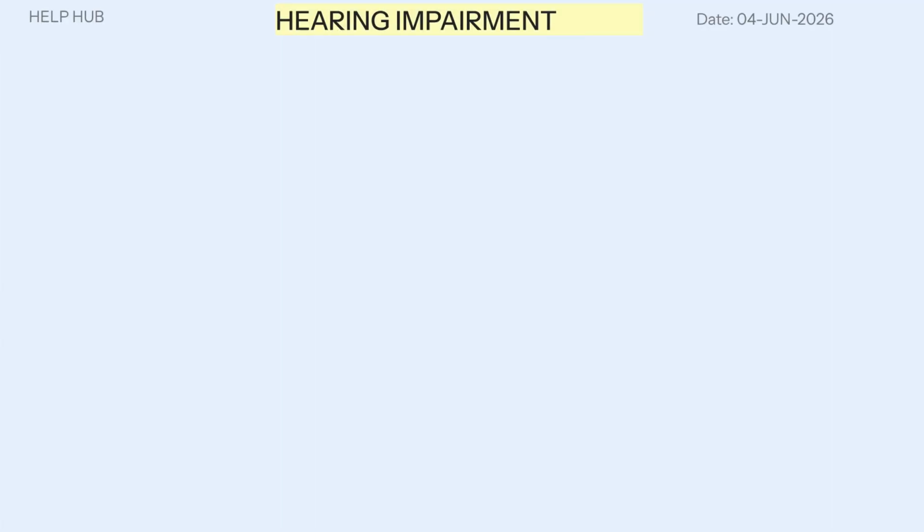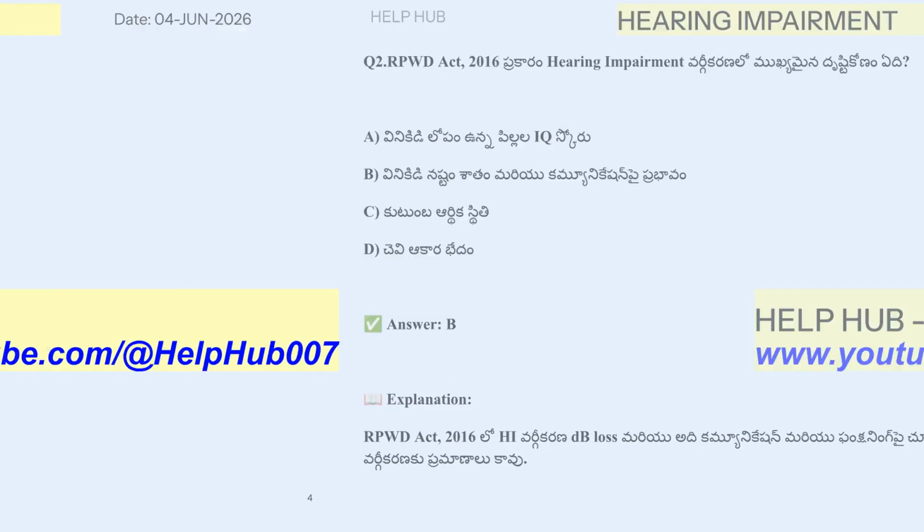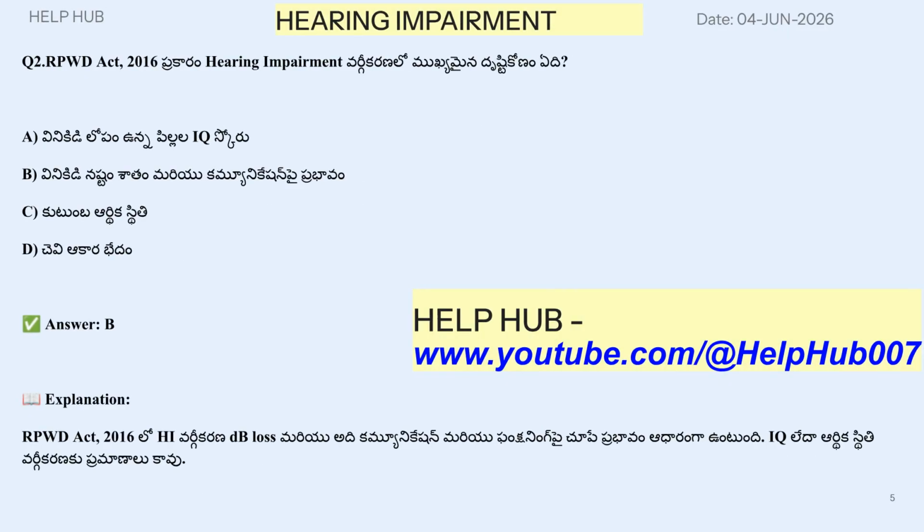Question 2 relates to the RPWD Act 2016. What is the key perspective for classifying hearing impairment under this act? The answer is B, the percentage of hearing loss and its impact on communication. The RPWD Act of 2016 classifies hearing impairment based on the dB loss and the resulting effect on communication and functioning, not on IQ or financial status.